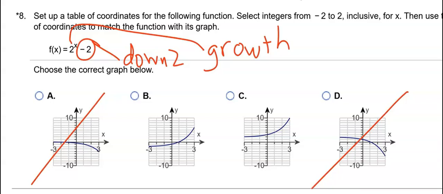We'll just see how long it takes Mr. Staley to circle letter B. Come on, Mr. Staley, you can do it. What is he waiting for?